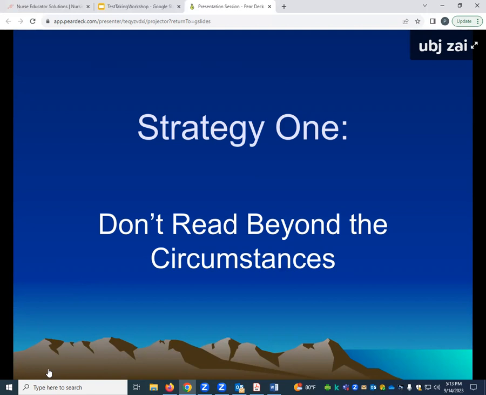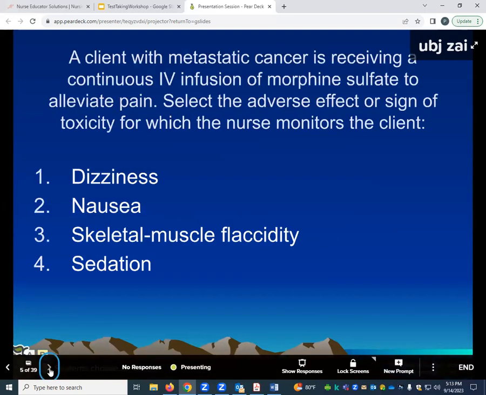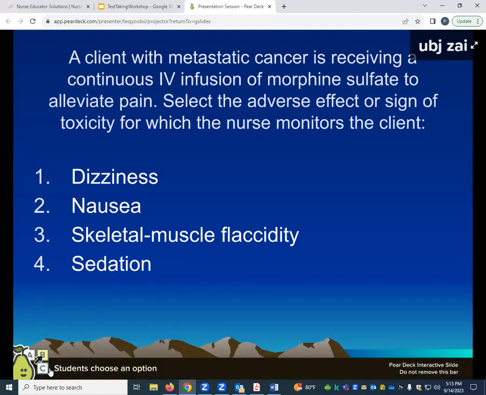So on the next slide, we're going to do a practice question. So when you go into your Pear Deck session, the question will pop up and you're going to pick the number of the choice that you pick on this. So we have a client with metastatic cancer receiving a continuous IV infusion of morphine sulfate to alleviate pain. Select the adverse effect or sign of toxicity for which the nurse monitors the client: dizziness, nausea, skeletal muscle flaccidity, or sedation.